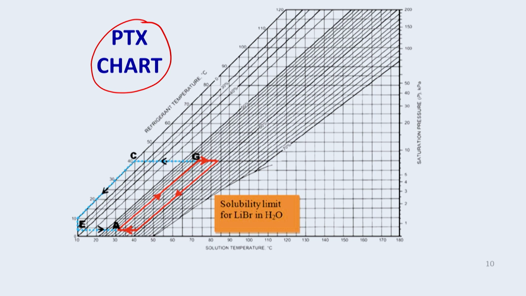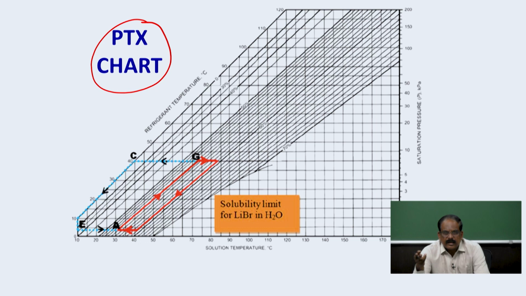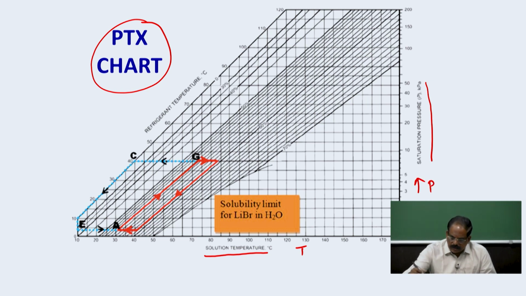If you know any two properties, we can find the third property. If you know pressure and temperature, we can find concentration. If you know pressure and concentration, we can find temperature. This is solution temperature T. This is saturation pressure. And these inclined lines are the X values.